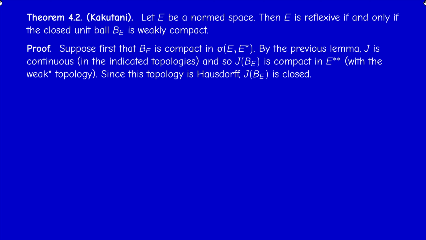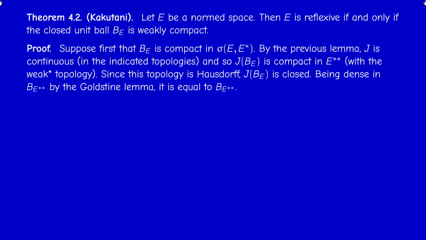A set, what can we say about a set which is both closed and dense? It means that it's equal to the whole space. So J of BE is equal to the whole space. And that's it, according to the exercise that we started with. So we proved that J of BE is equal to BE double star. And this is equivalent to saying that E is reflexive, or J is surjective, same thing.